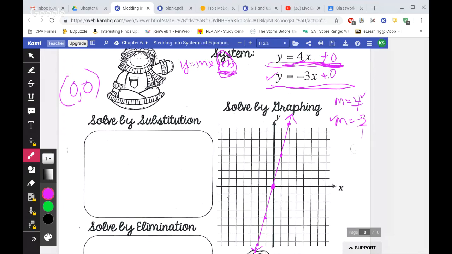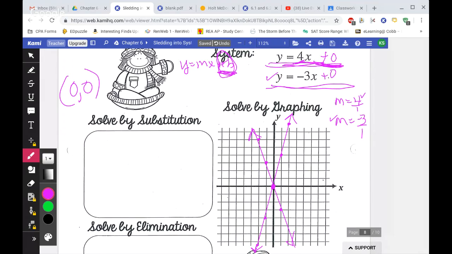This one, if I go up 3, 1, 2, 3, that's traveling in a positive direction. I need to go left because that's negative. If I go up 3, that's positive. I'll go left 1 because that's negative. If I go down 3, I would go right 1 because that's positive. Down is negative. Right is positive. Didn't mean to make a dot there. Okay, so that's that second line. And they intersect at the origin.